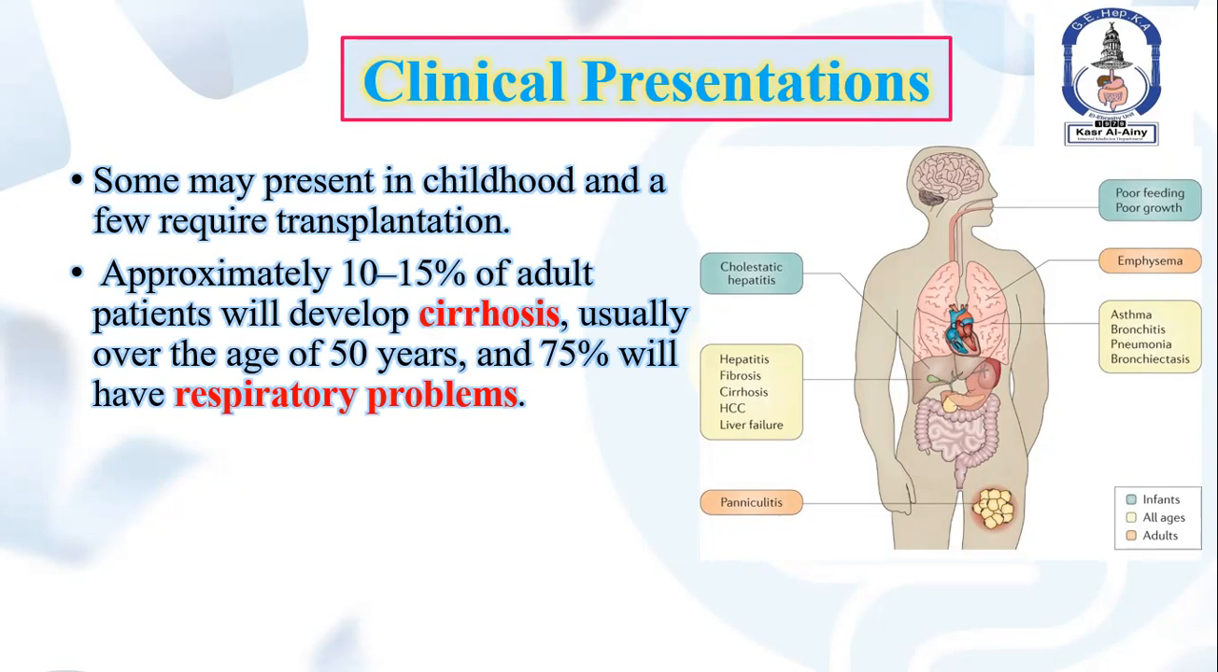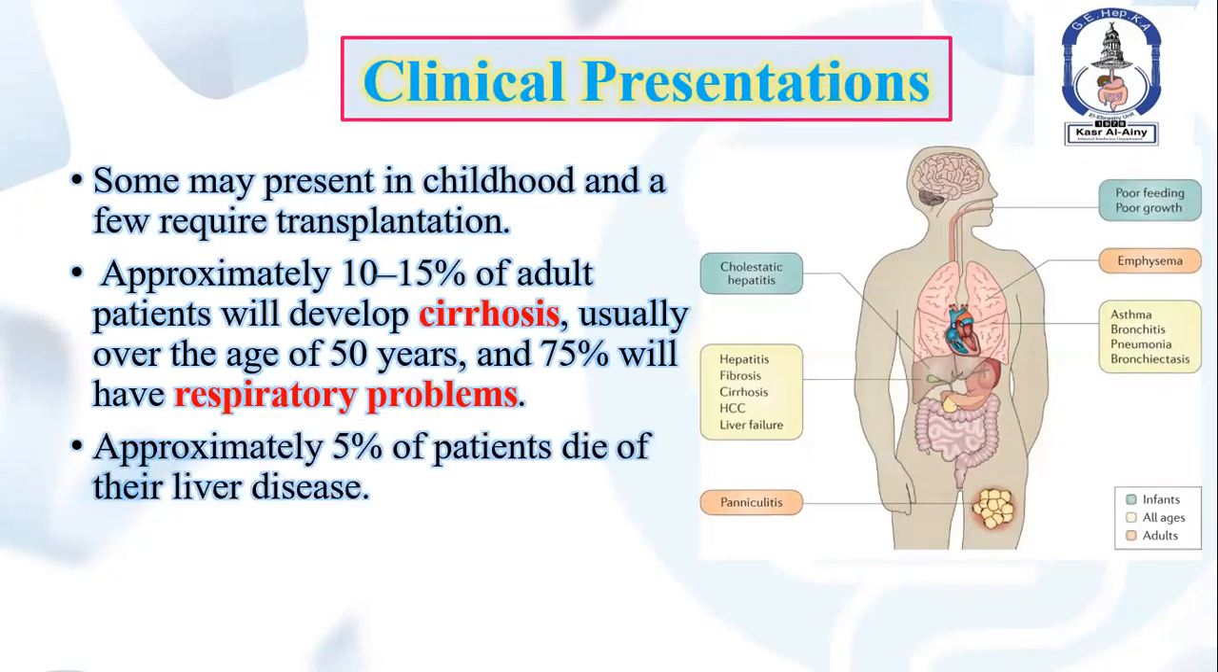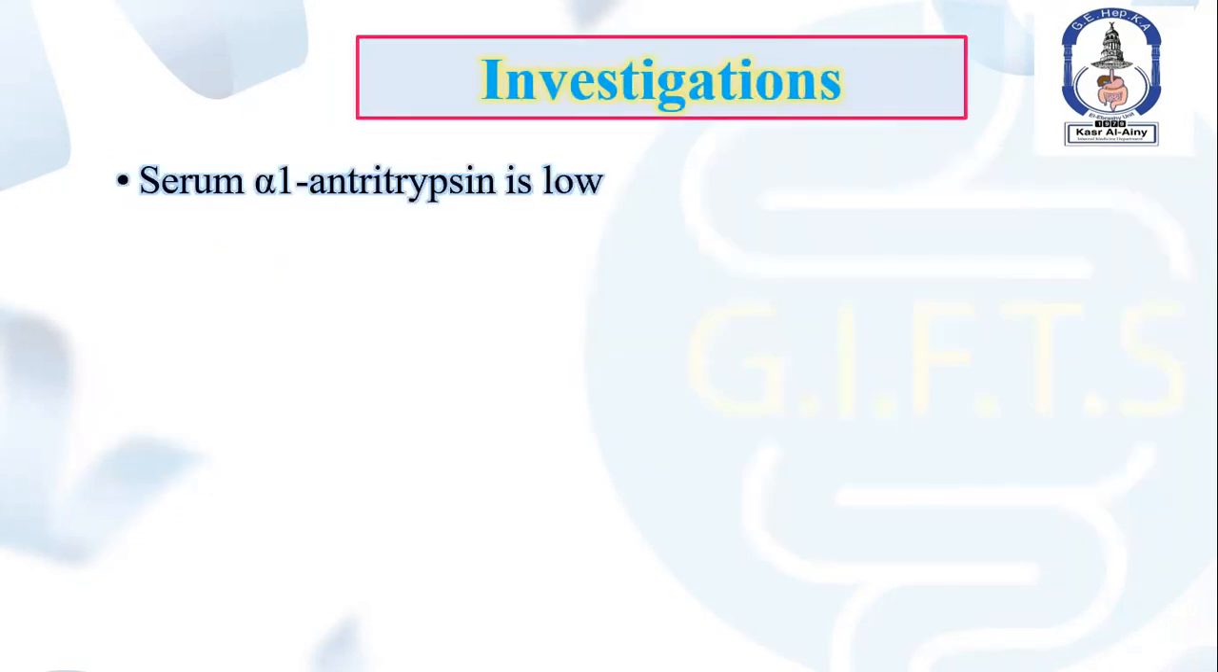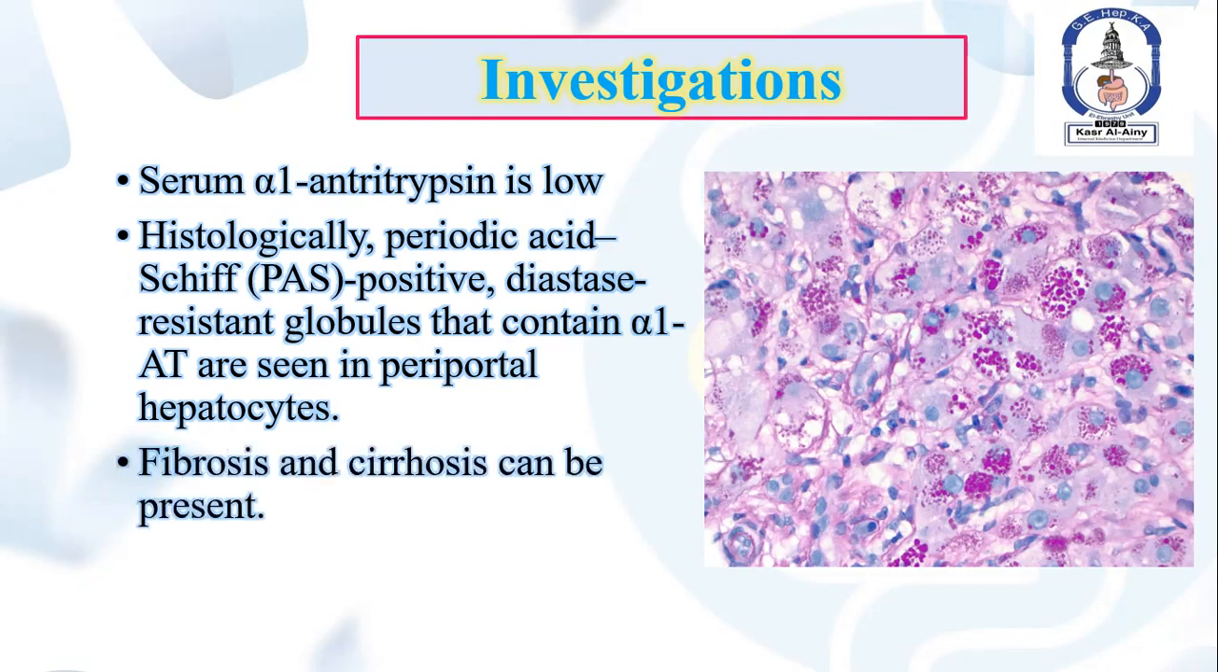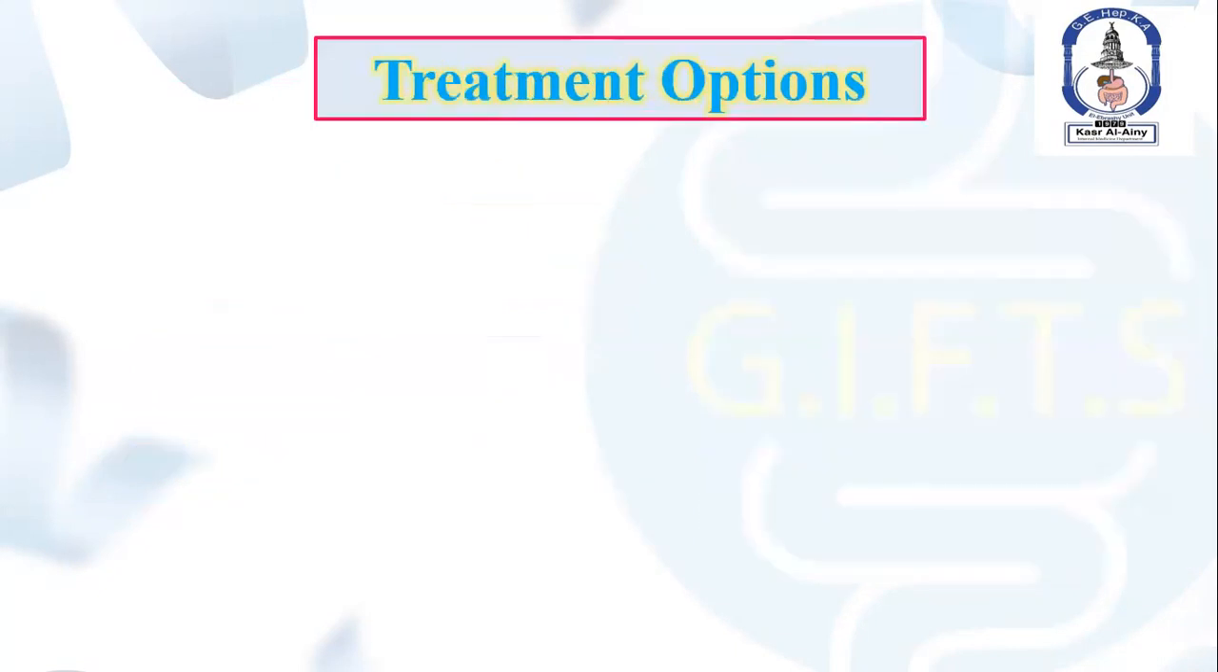But the majority of patients will have respiratory problems because of the pulmonary emphysema that they have. Approximately 5% of patients die of the liver disease. Investigations will show low alpha-1 antitrypsin in serum. Histologically, it will show periodic acid-Schiff positive, diastase-resistant globules that contain the alpha-1 antitrypsin in the peripheral hepatocytes, as we can see in the picture. Fibrosis and cirrhosis, of course, will develop and can be present in the liver biopsy.